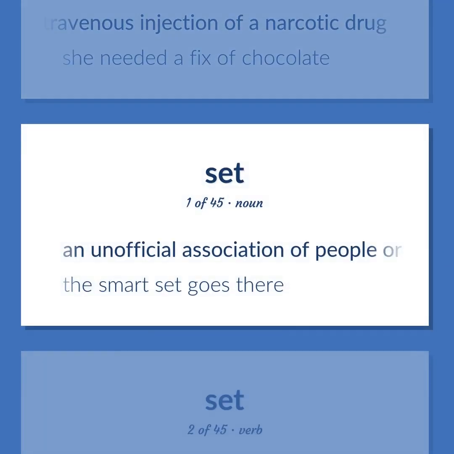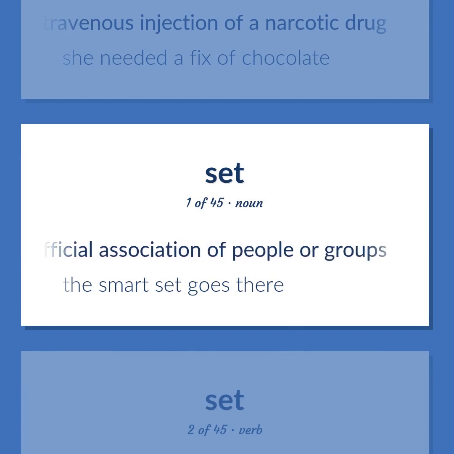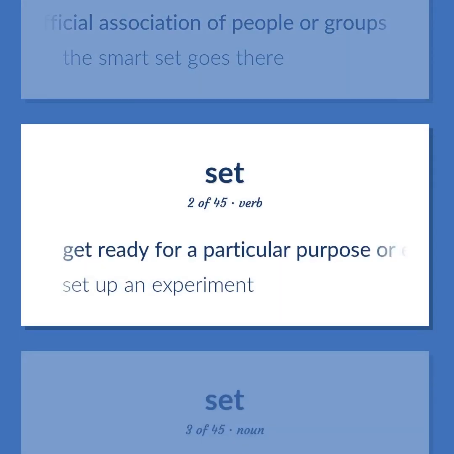An unofficial association of people or groups. The smart set goes there. Get ready for a particular purpose or event. Set up an experiment.